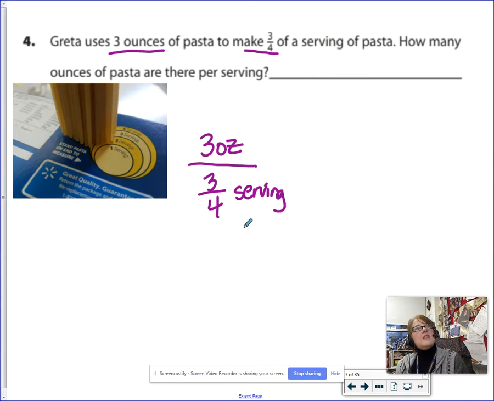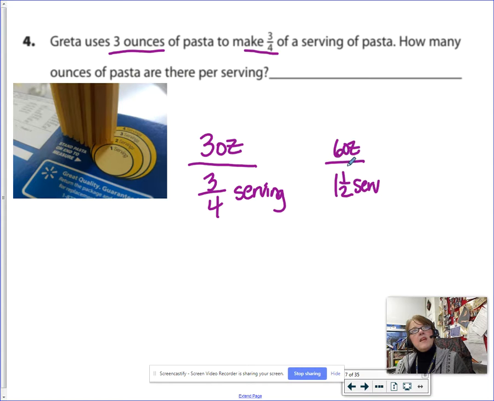Now, how much is that? How many ounces are in 1 serving? Well, to try to get this to be 1, we'd have to do some fancy math here and just start thinking of a table. You could go this way and say, well, if I doubled this, then I would have 6 ounces. That would give me 1 1/2 servings, because that would be 6/4.